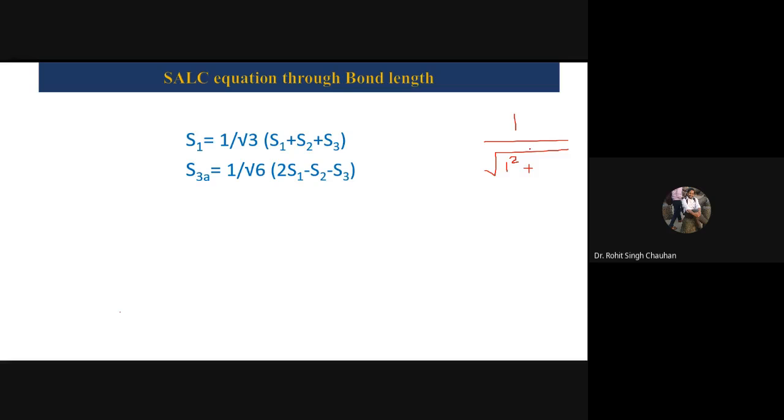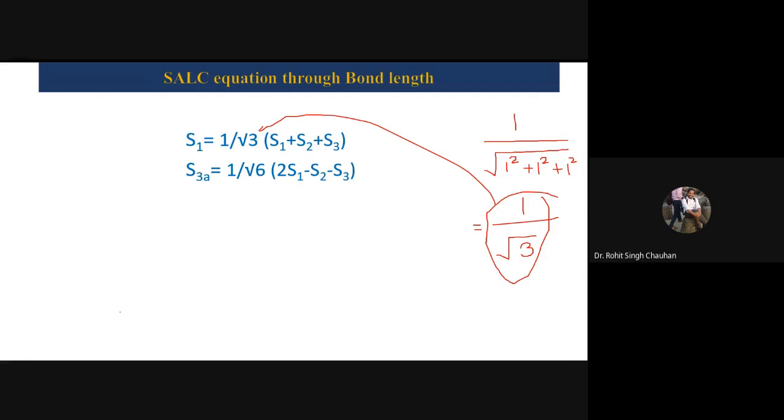in case of S2 same thing, right? So it will be 1 square. In case of S3 it is also the same one, right? So you will write 1 square. So what it will become is 1 upon root 3. Hope it is very clear. And this 1 upon root 3, I'm going to use for this SALC equation.